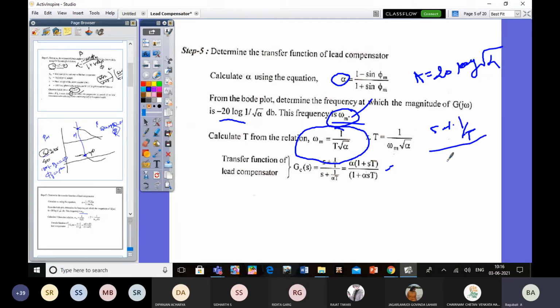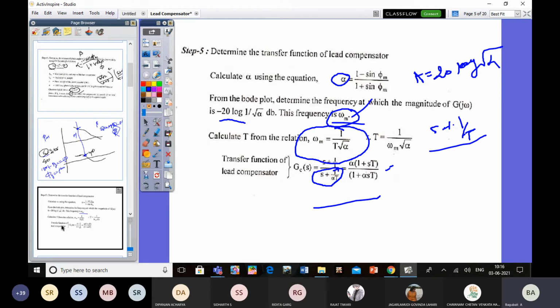And what about the location of the pole? In the previous problem it was 1 plus beta T s. The same thing here, instead of beta, you change it into alpha. So we get alpha into (1 plus sT) divided by (1 plus alpha sT). Any doubt, dear? This is called the compensator transfer function. Once you get the compensator transfer function, we are going to determine the compensated system transfer function, called G naught of s.